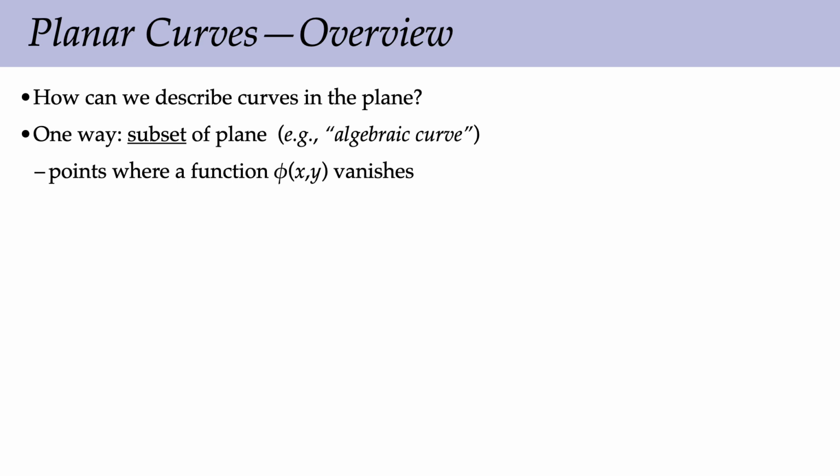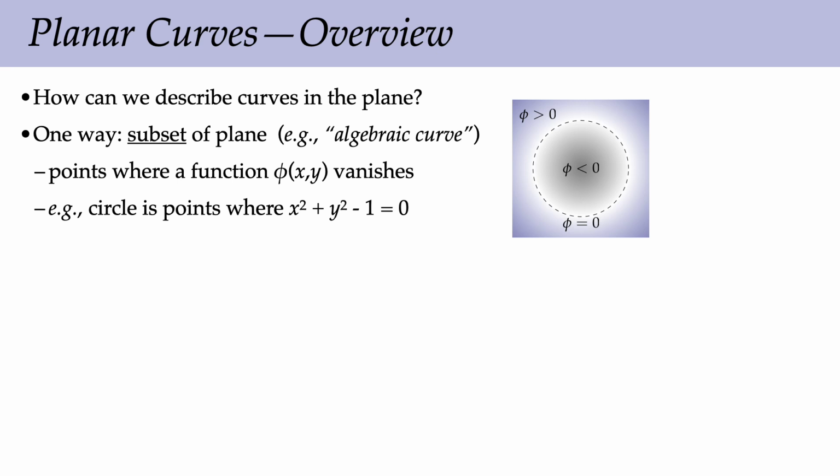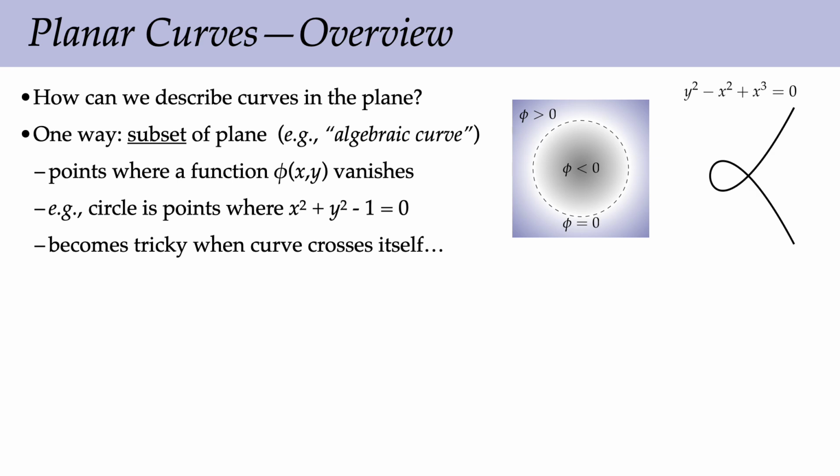So, simple example, a circle is the set of points x, y where x squared plus y squared minus 1 is equal to 0. Right? Wherever this function vanishes, I find the circle, and okay, if I'm inside the circle, it's negative. If I'm outside, it's positive. This is fine, but becomes a little bit tricky when the curve crosses itself.